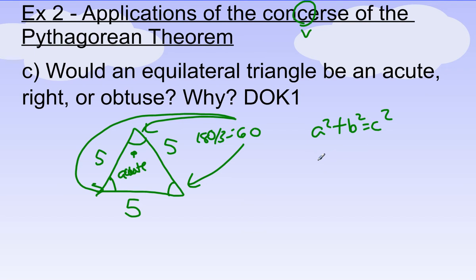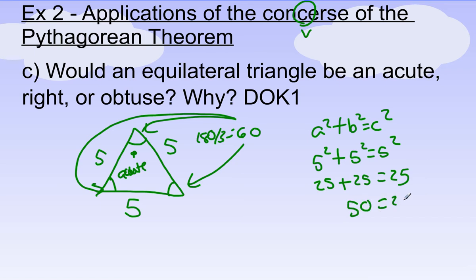And that gives me 5 squared plus 5 squared equals 5 squared, and 25 plus 25 equals 25. 50 equals 25, and see, this thing that we thought was going to be the hypotenuse, the longest side, is too short. And because it's too short, it's an acute triangle, just like we said.